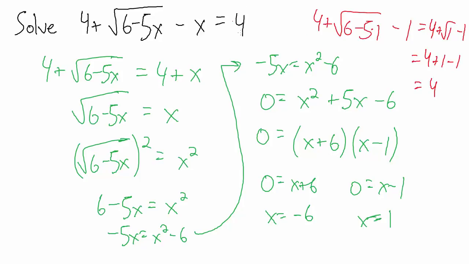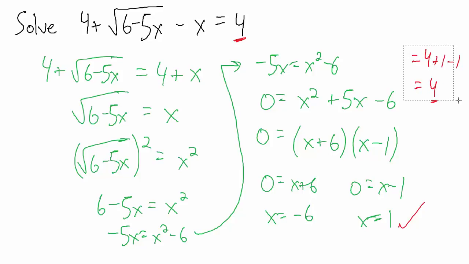So is that what we wanted? Yeah, we wanted to make sure that we got 4, and we did. Okay. So x equals 1 does work. That's great. Now let's go ahead and check the other guy, which is x equals negative 6. So we'll have to clear this to make some room to check. And let's see if we get what we want.